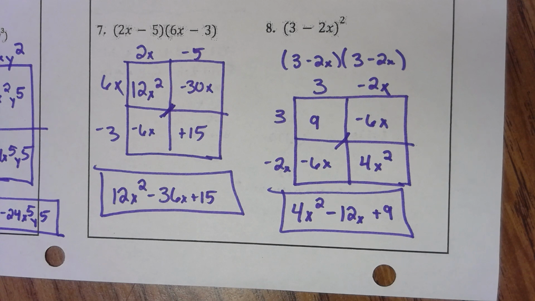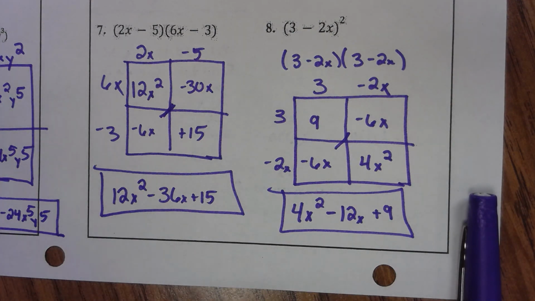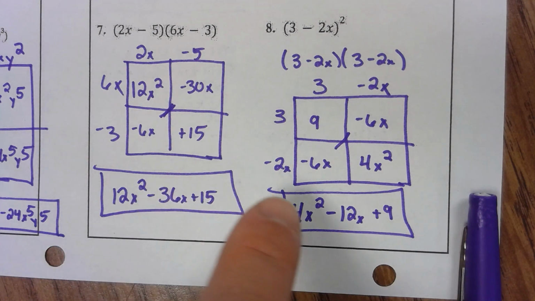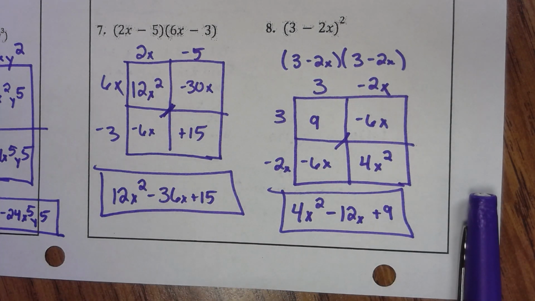Okay, so 7, 12x squared minus 36x plus 15. And then with 8, again, be careful of that squaring. Anytime we see exponents, always start with, okay, what is this telling us? It's telling us to multiply it by itself in this case. So 3 minus 2x times another 3 minus 2x. Again, the negative 6x's combine together to give us negative 12x. And then your final expression being 4x squared minus 12x plus 9.